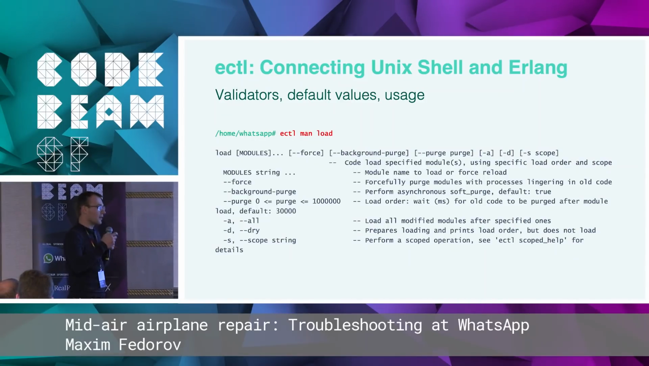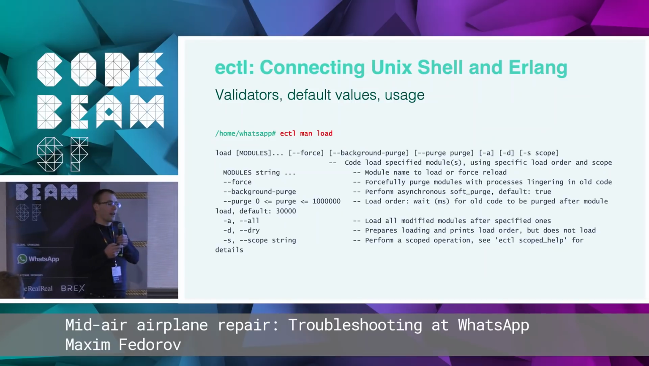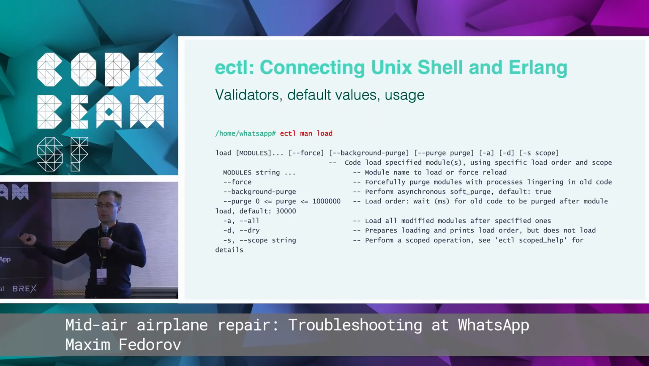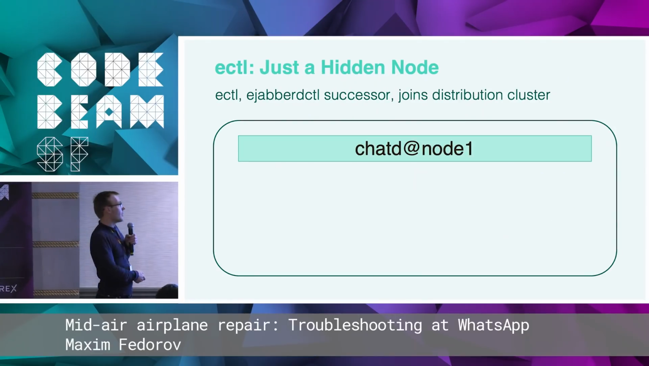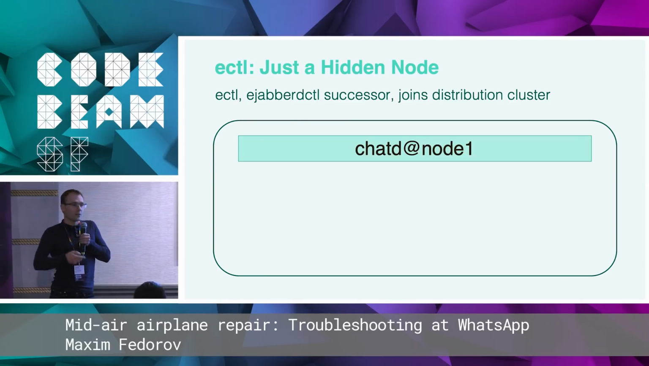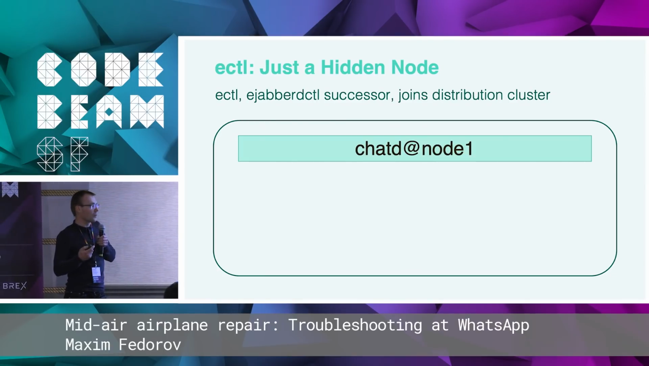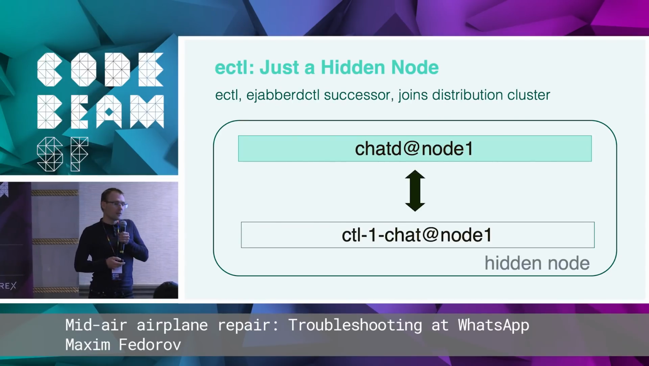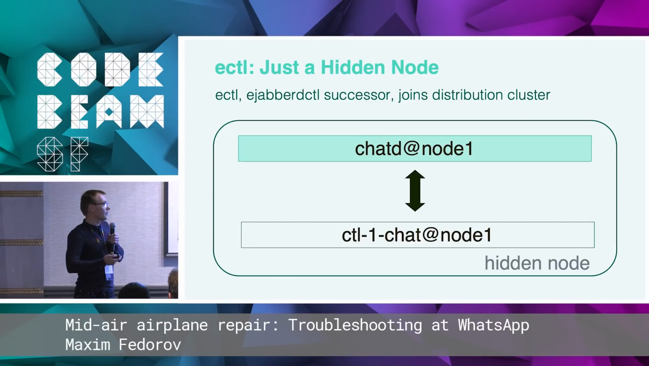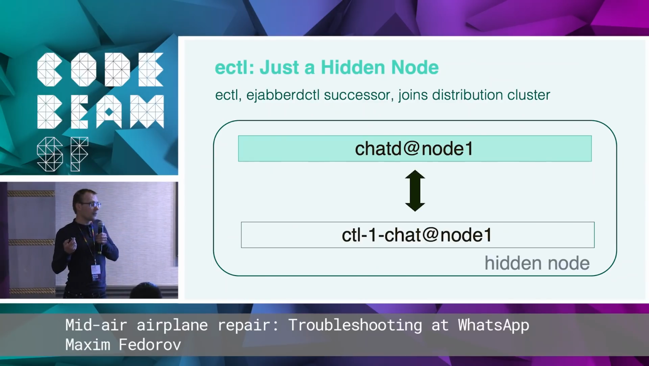It is pretty extensive. And the good thing is, at some point, WhatsApp is planning to actually release it to the open public, to you. How does it work? That's pretty simple. So we have a node, a Beam running somewhere on a server. We may SSH to that server and run a hidden node, name it somehow, connect, join the cluster, and basically send Erlang distribution messages.